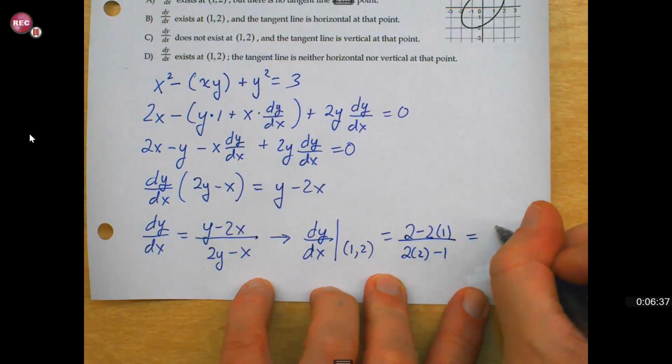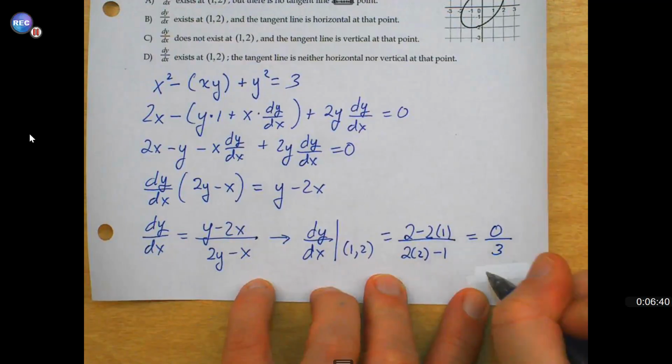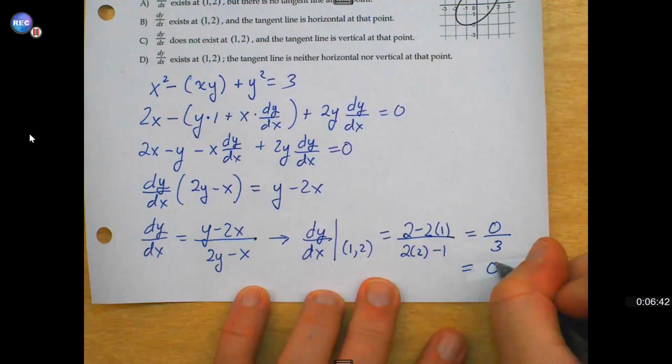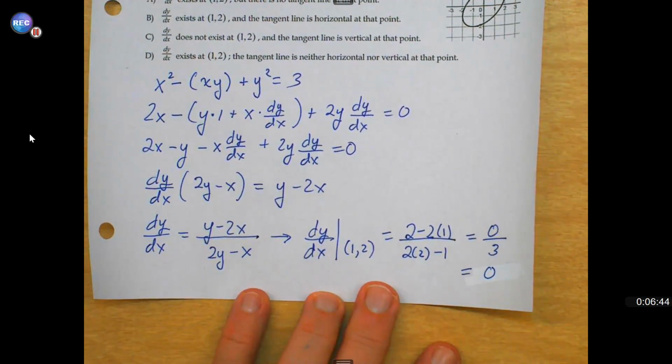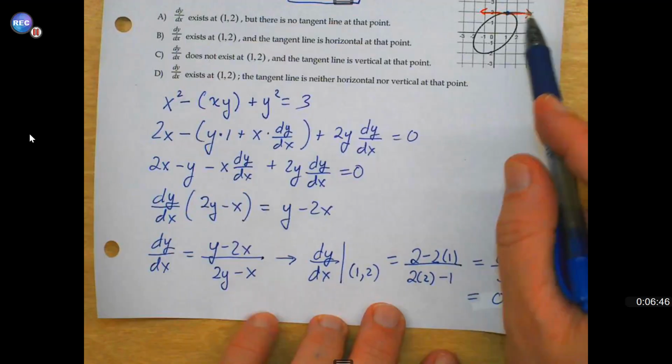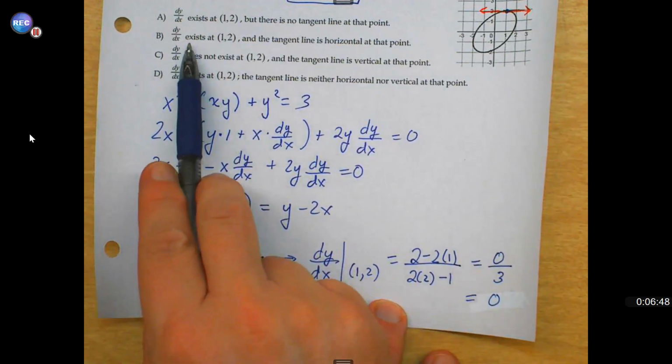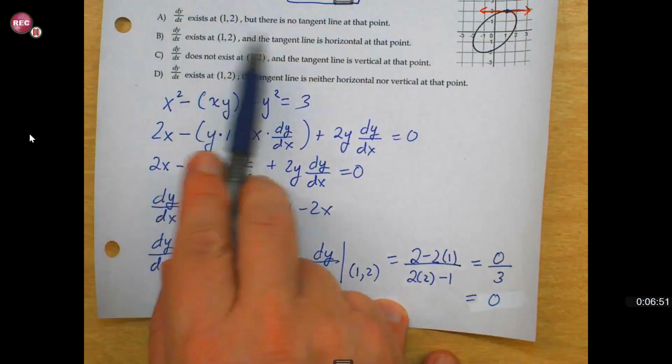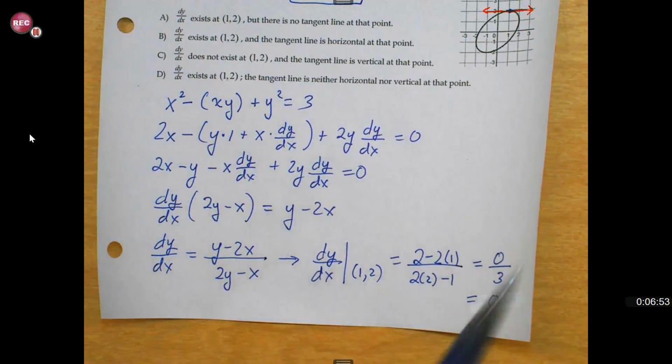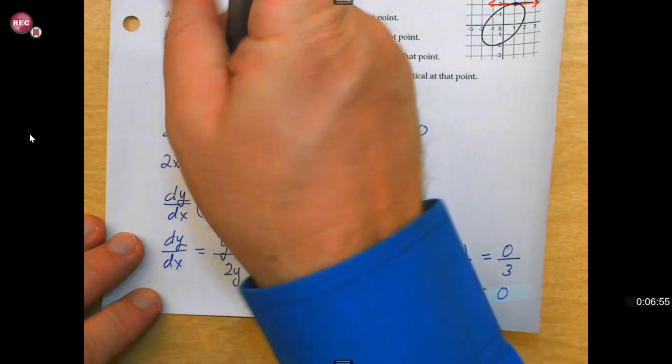So my numerator is 0. My denominator is 3. 0 divided by 3 is 0. So the slope of my tangent line at 1 comma 2 is 0. So that means the derivative exists there, and there's going to be a horizontal tangent line at that point. So let's go with choice B.